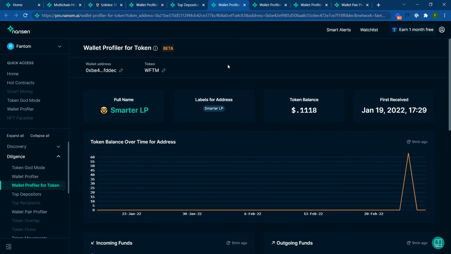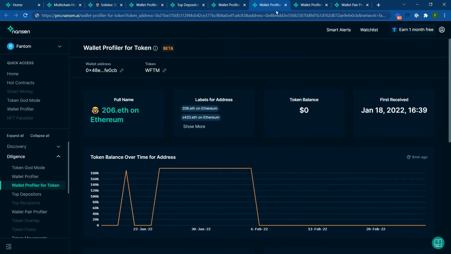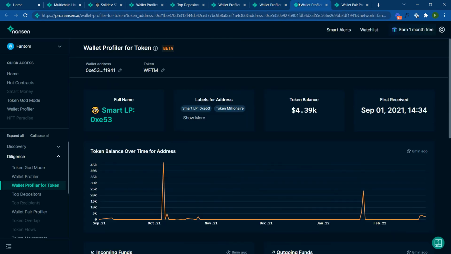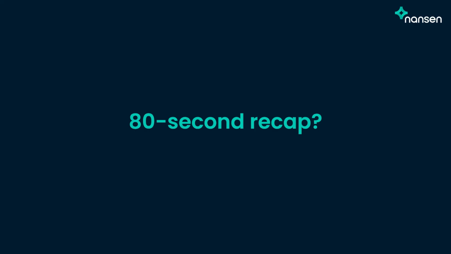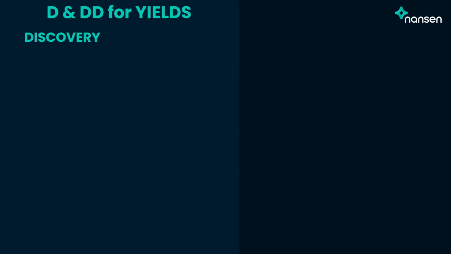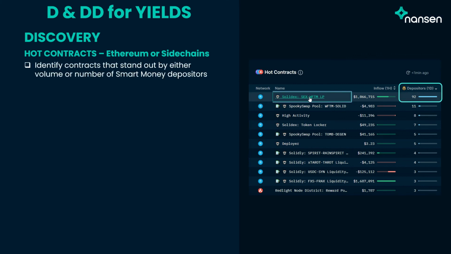As always, every widget of every dashboard you go through during your due diligence process should result in a vote in favor or against that possible investment opportunity, which in our case is depositing tokens in the Solidex pool of wrapped FTM and SEX. Would you like a recap? If yes, keep watching. Discover yield opportunities by using the contract widgets in the home dashboard. Look for smart contracts with an outstanding number of smart money depositors. Now, due diligence can start.